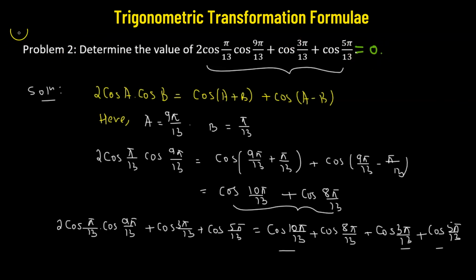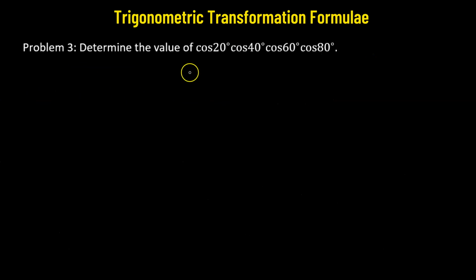Fine. Let's go to the next problem. So we need to determine the value of cosine 20 degree times cosine 40 degree times cosine 60 degree times cosine 80 degree. Let us begin. So here, before even solving, we know the value of cosine 60 degree. We know that cosine of 60 degree equals half.